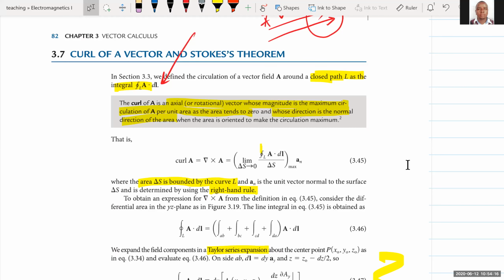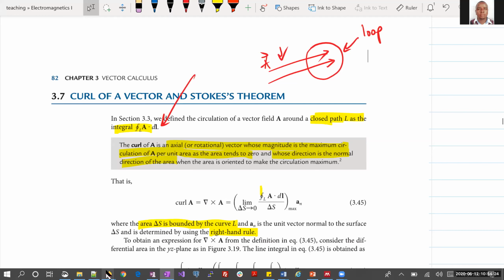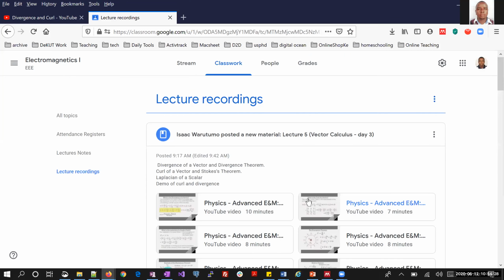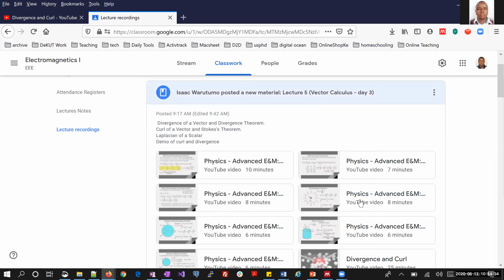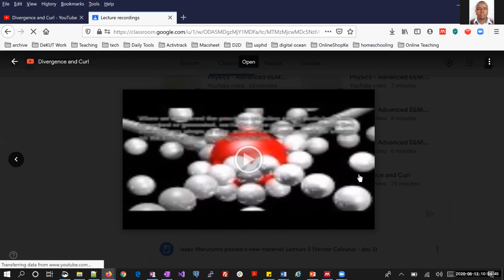So here is the point we are saying. And as I mentioned, for those who have come late, there is a video that I have shared that demonstrates the concept that I'm talking about. There's a video here that does a demo of curl and divergence. I'm not sure if it can be played.